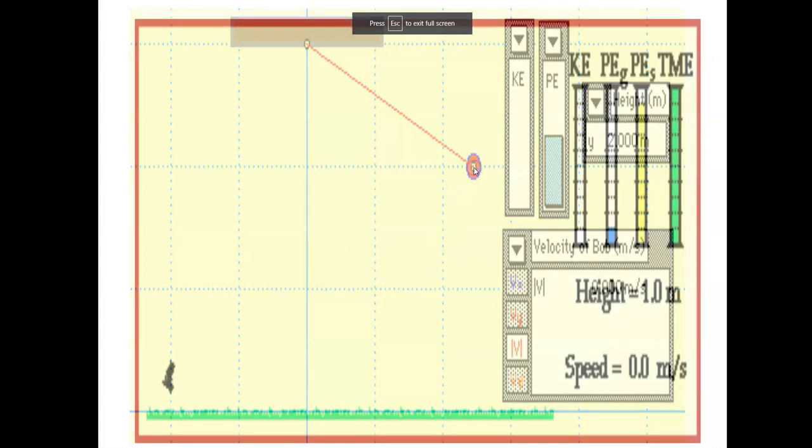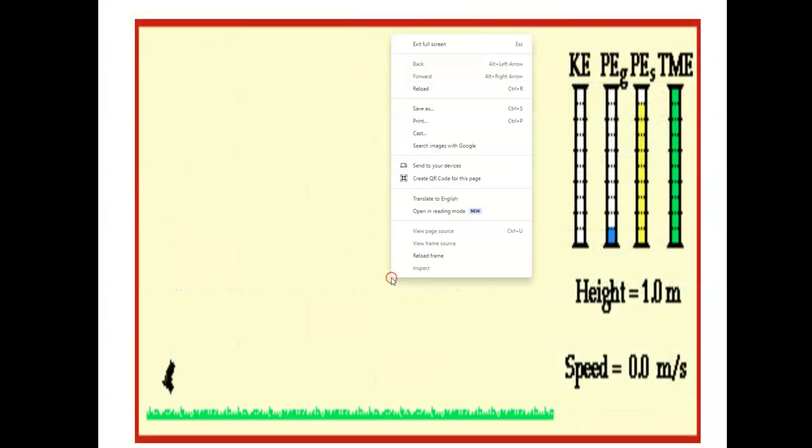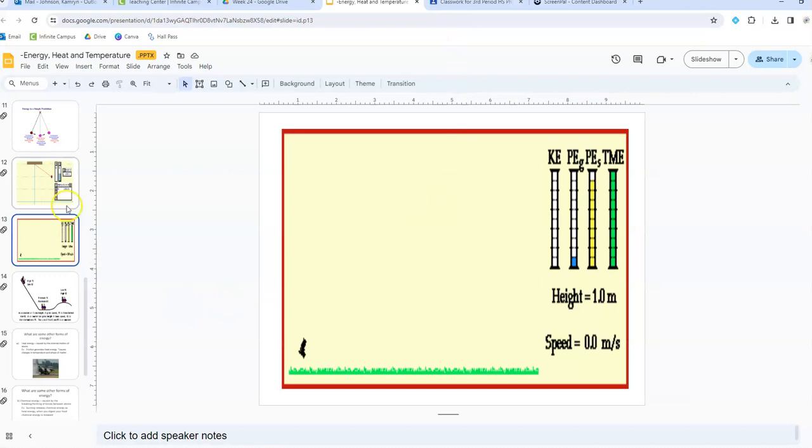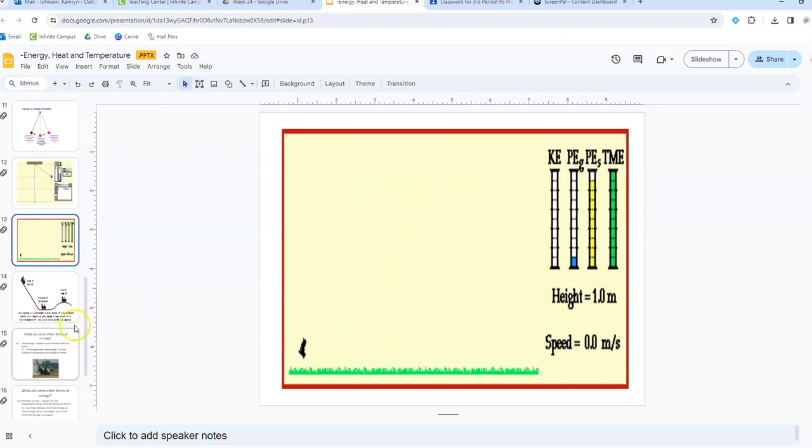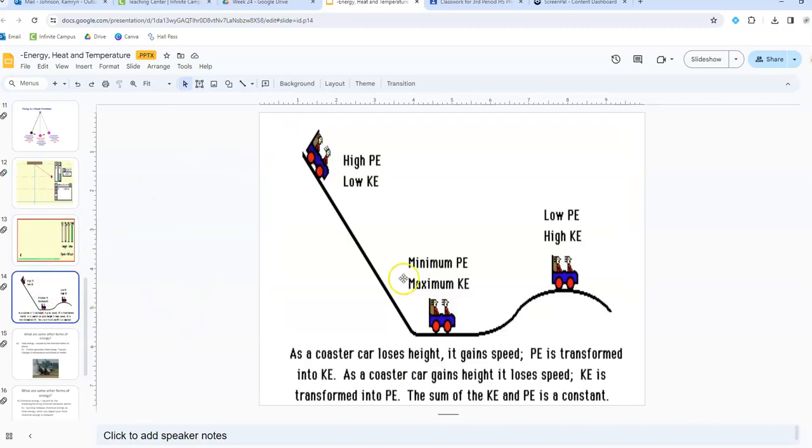Alright, and let's see if this is going to work for us. No. Darn. Okay, well, this is just a pendulum that swings, and right here it shows you kinetic versus potential. Okay, so let's look at this picture.